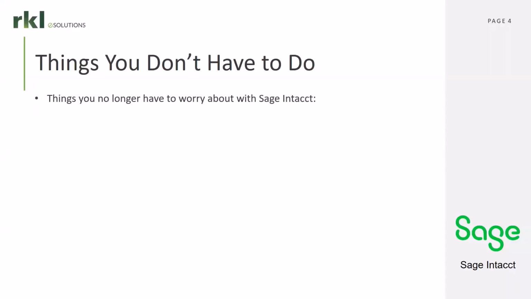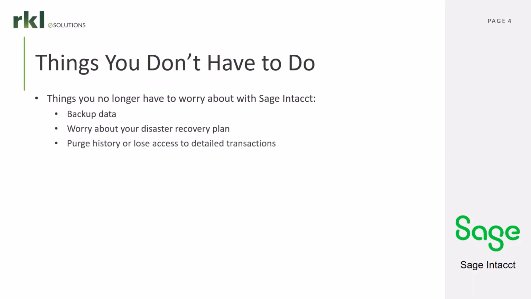So with Sage Intacct, unlike other systems, you no longer have to worry about backing up your data. As you already know, everything is online. You don't have to worry about a disaster recovery plan, again, because everything is online and there are redundant backups through Sage Intacct. You don't have to purge history or lose access to detailed transactions.